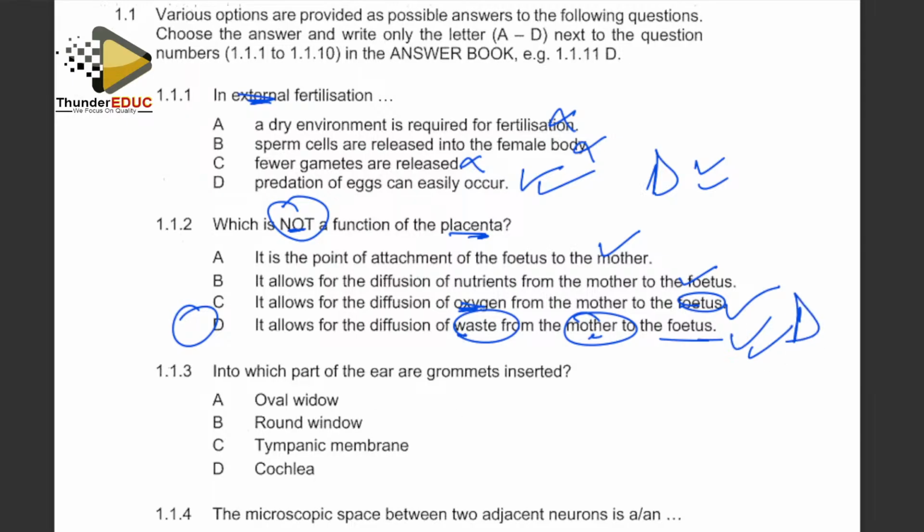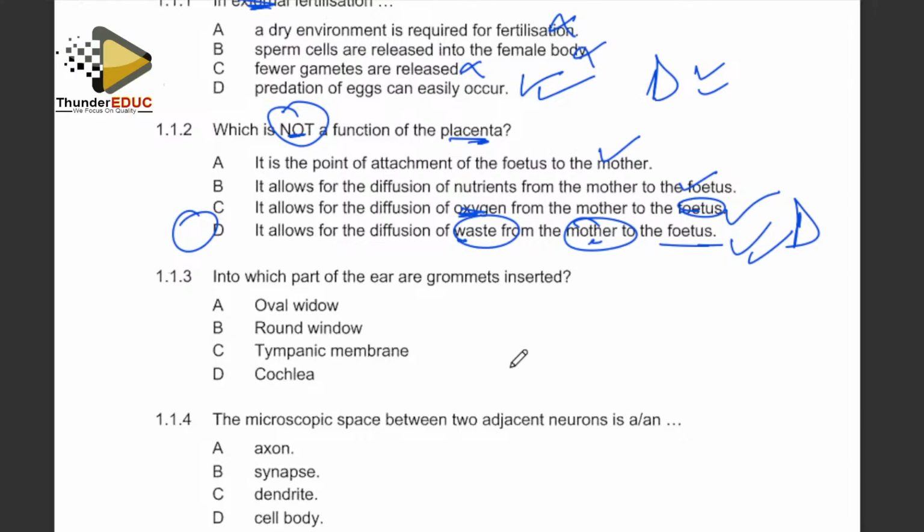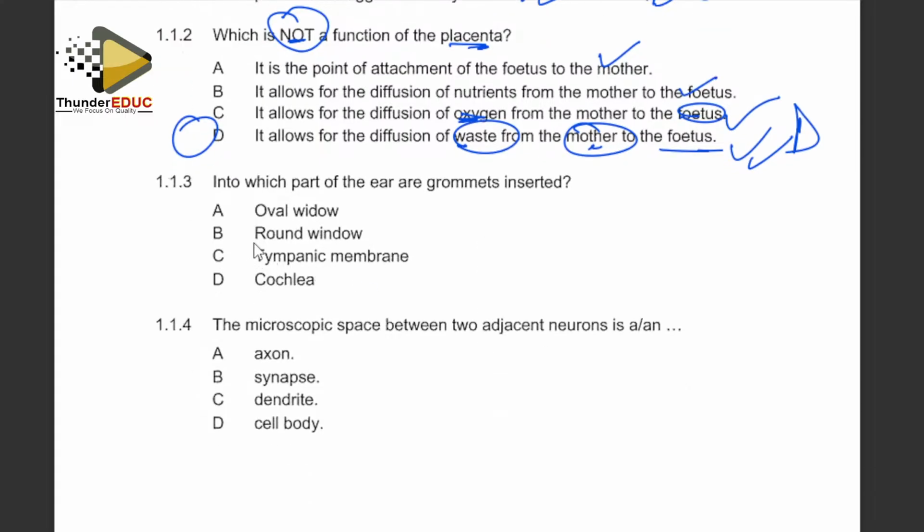Right. Why? Because they are saying it is not. They're saying, into which part of the ear are grommets inserted? If you use the distinction material book, I know that you are in distinctions. All right. The answer is tympanic membrane. So that is 2 marks.